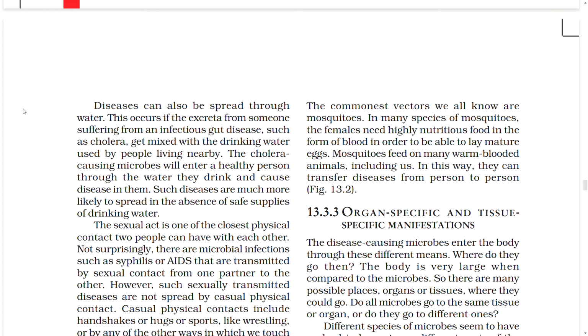The commonest vectors we all know are mosquitoes. In many species of mosquitoes, the females need highly nutritious food in the form of blood in order to be able to lay mature eggs. Mosquitoes feed on many warm-blooded animals, including us. In this way, they can transfer diseases from person to person.